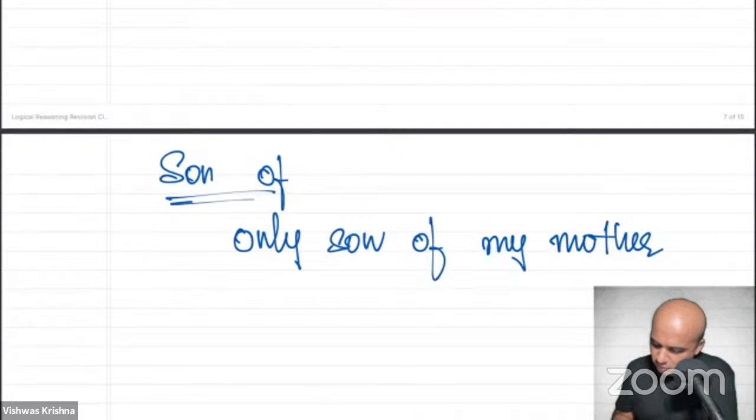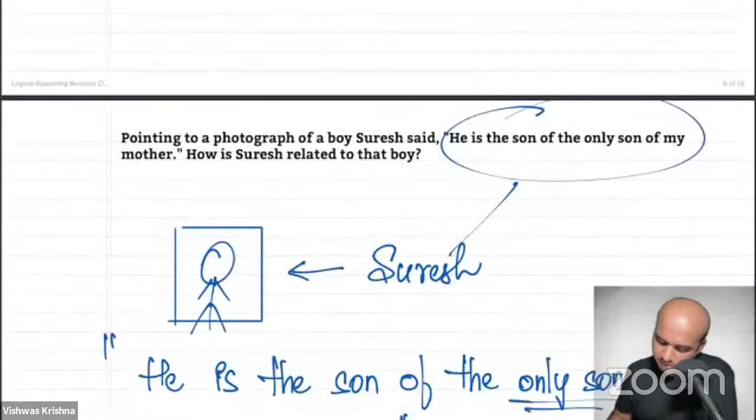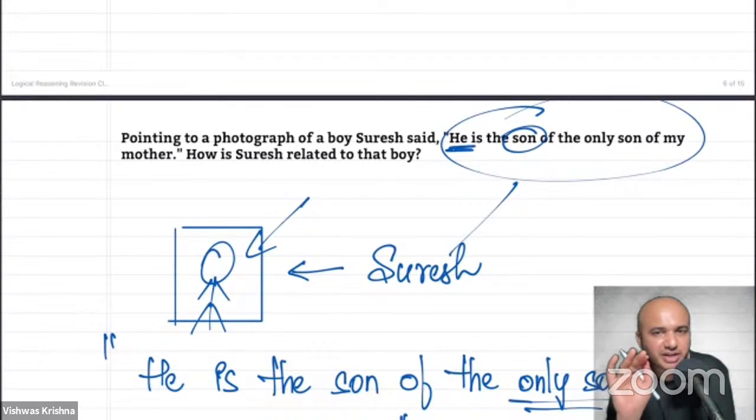Son of the only son of my mother. So, who is actually pointing this? Suresh is pointing. That is something which you have to understand. He, that is the person in the photograph, is the son of the only son. If Suresh is referring to his mother, if his mother has only one son, who would that be? It would be Suresh himself, isn't it?